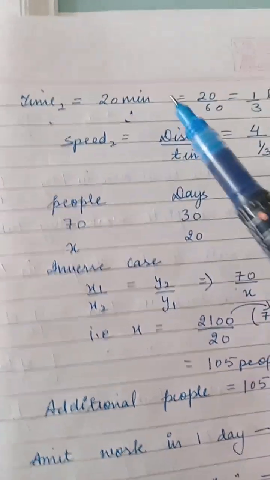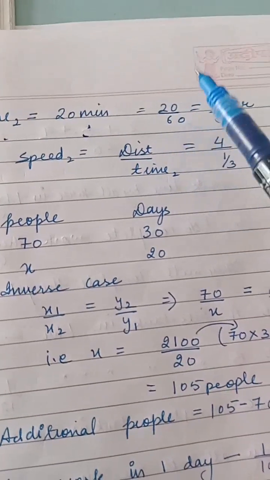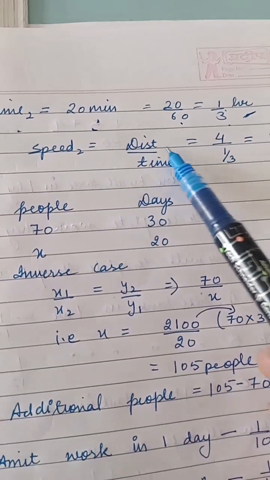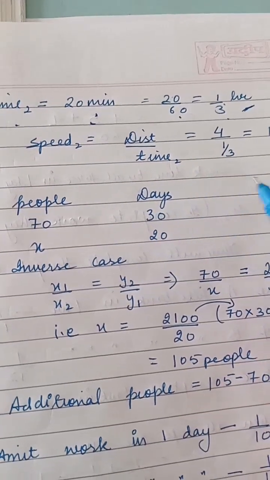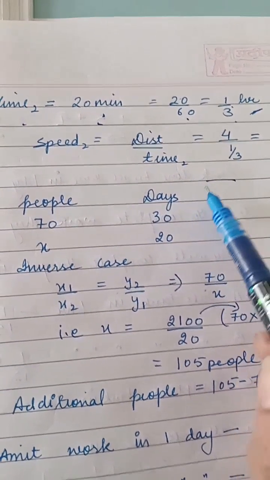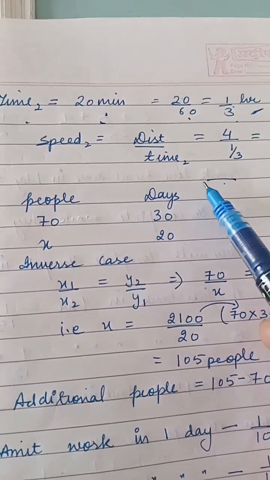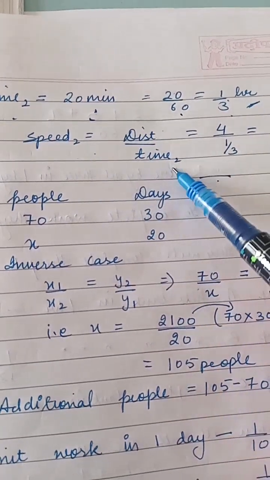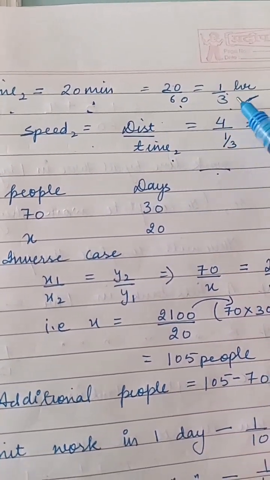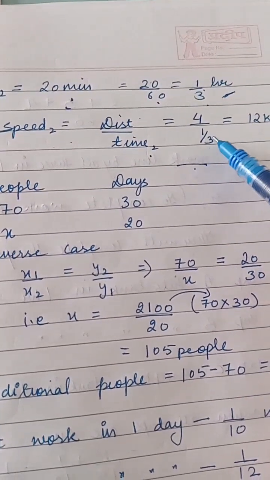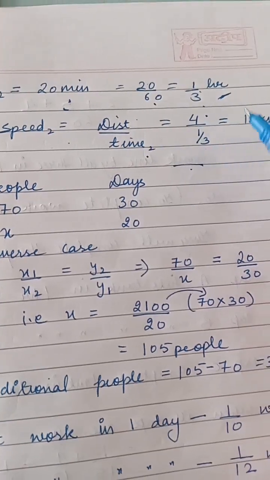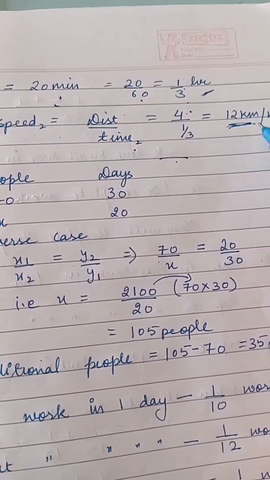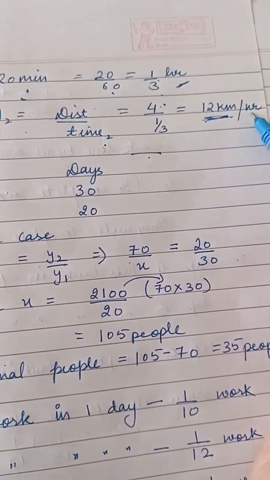Now if they have taken the time, the second time was 20 minutes. I have changed the minutes, so that is 20 upon 60, 1 upon 3 hours. Distance they have already given, that is 4 km, because the same distance they first cover in 30 minutes, now they are going to cover in 20 minutes. So speed second equals distance upon time. Distance is 4, time is 1 upon 3. When we cancel them out, it will go into the numerator. 4 multiplied by 3 is 12 kilometers per hour.